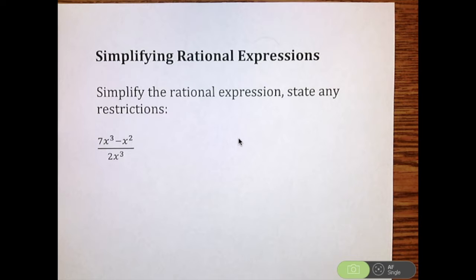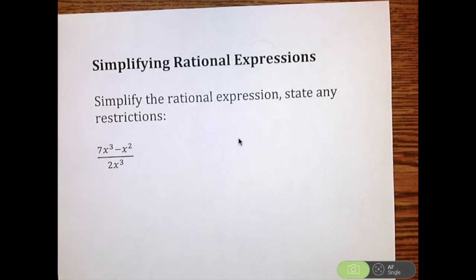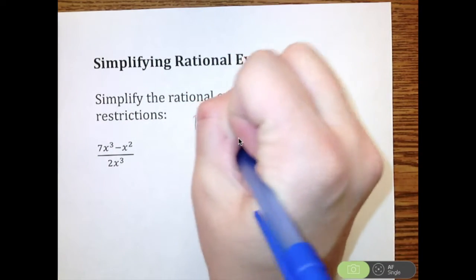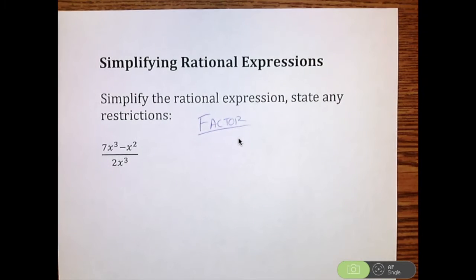Alright, this video I'll be looking at simplifying rational expressions. So we're going to simplify. We're also going to state any restrictions. So with most of these problems in section 7.3, the name of the game really is we have to factor. That really is what we have to do. Anytime we're stuck and we're like, well, I'm not really sure what to do, usually factoring is involved.